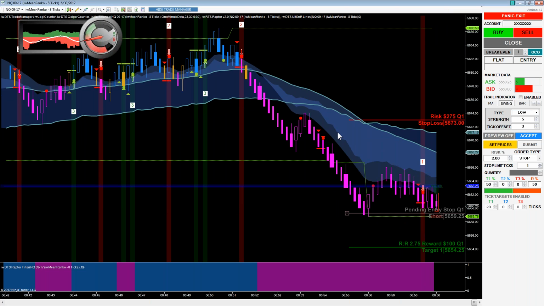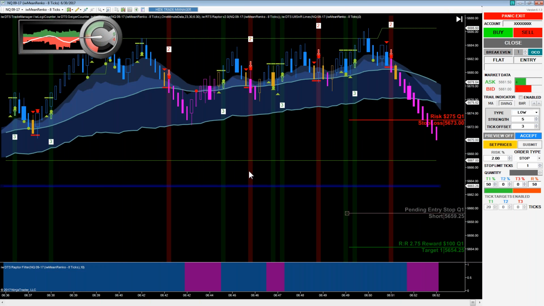So these shadow lines in here, I haven't studied them very much. You can see occasionally we get little reactions off of them. But by and large, they're just to help show you the directionality of the cloud.